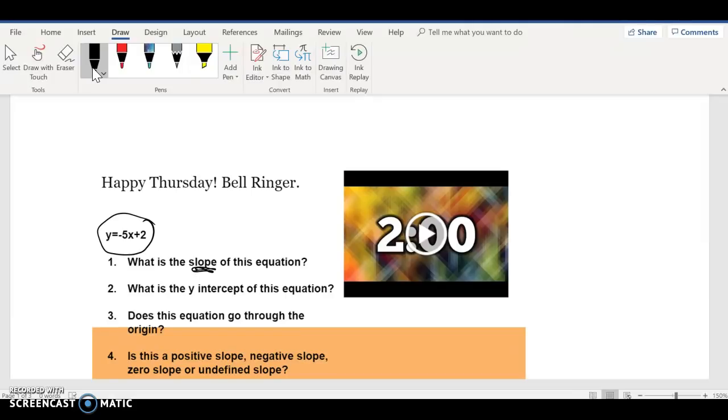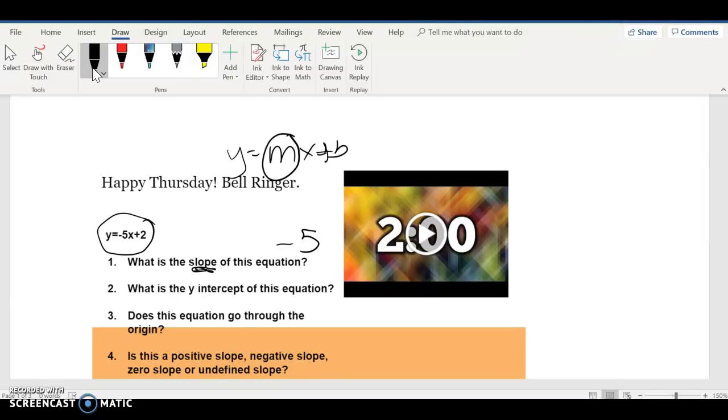Well, if you remember correctly, I know that y is equal to mx plus b. So what letter in there is your slope going to be? Well, the correct answer should be your m. So what is my slope for this equation? Well, my slope is negative 5.